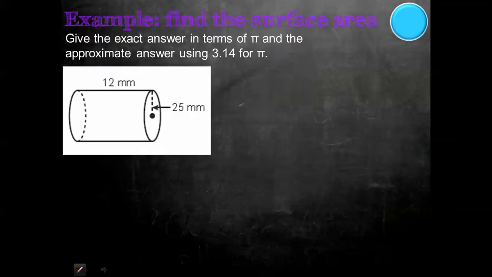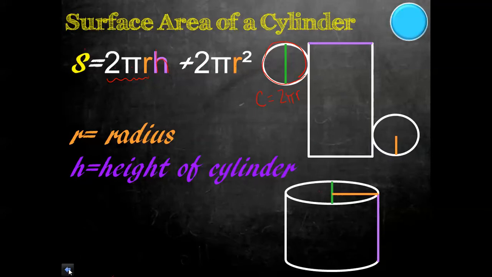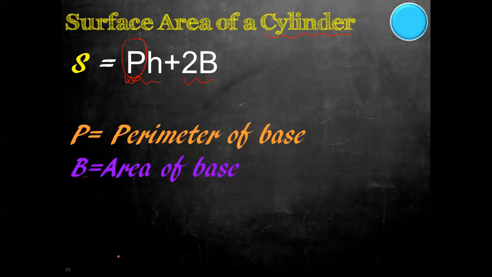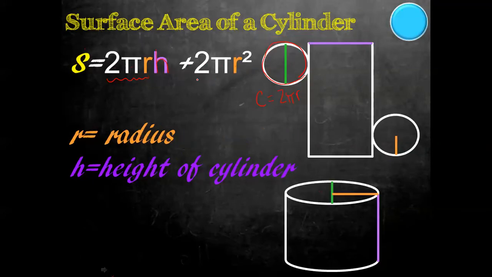Now, the other part, 2 times the area of the base, there's our 2. Now again, let's look at the base. Our base is a circle. What is the area of a circle? Well, it's πr². So that's where we get πr² right here. So the formula for surface area is 2πrh plus 2πr².